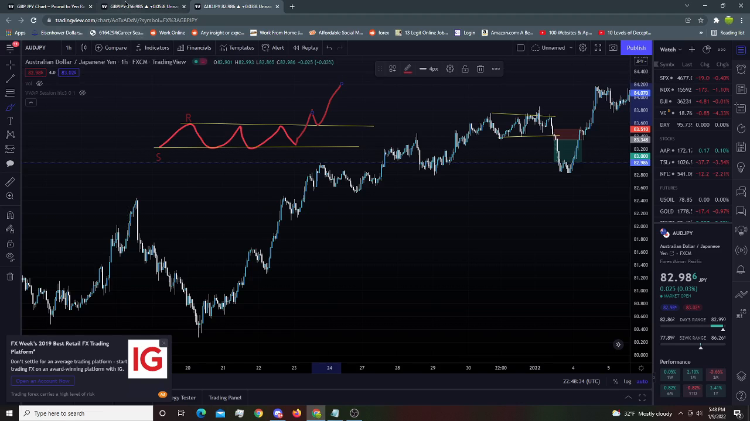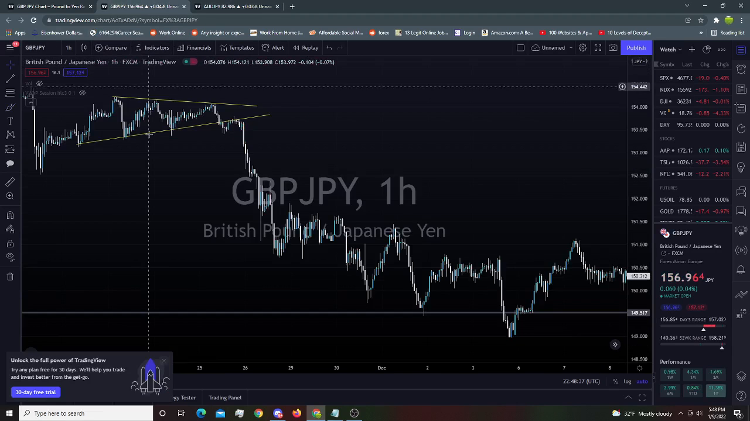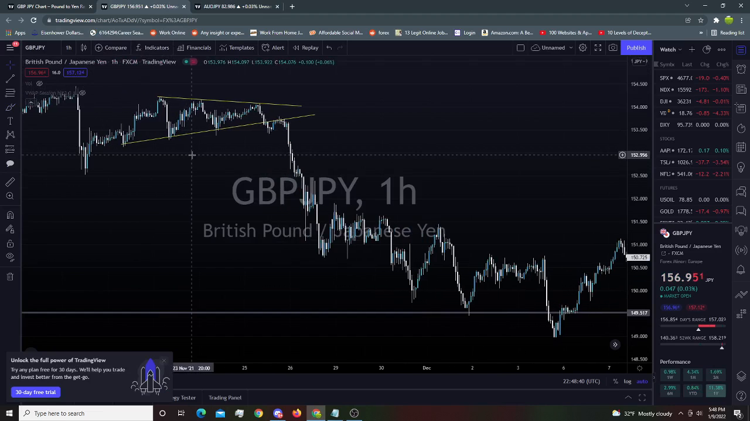Now, I'm going to show you an example on the pound-yen chart. I already marked this up. Alright, so we got our resistance level marked, we got our support level marked. It broke through, candle closed on the outside, came back up, retested, and then shot all the way down.